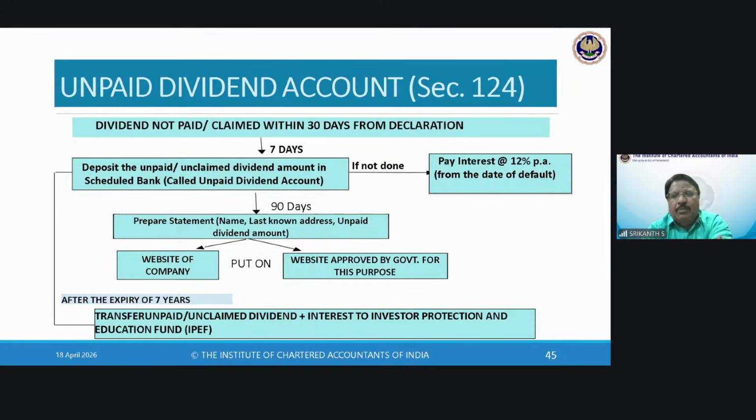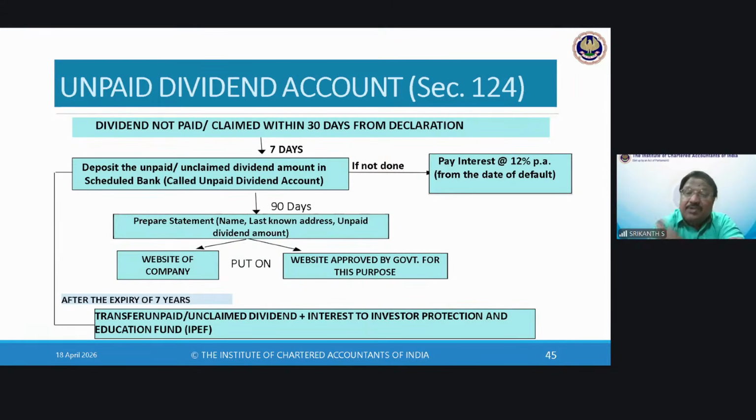And any website approved by the government for this purpose. Thereafter, the money sits in that account for 7 long years. The 7 years is going to become a very important number later when you come to the Investor Protection and Education Fund. So 7 years, 7 long years, it's going to sit in that account.